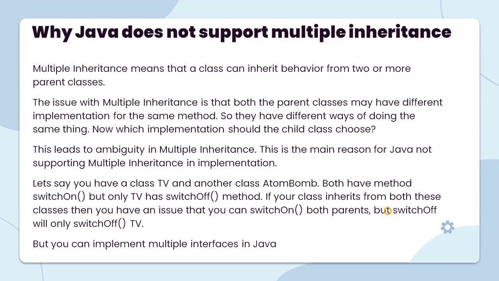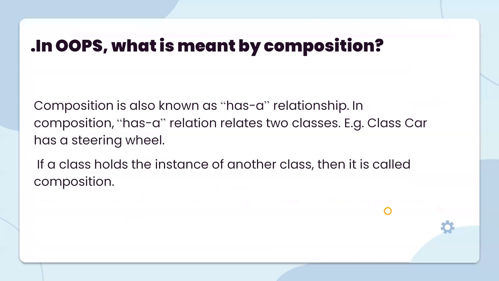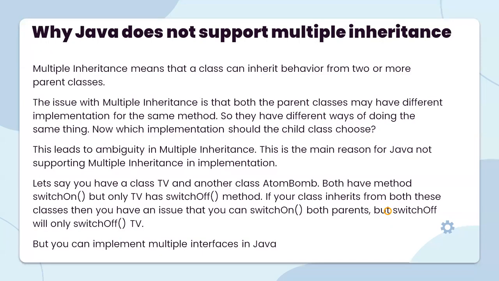This is the example. You can read it. I will share that, otherwise you can refer to that video again. Okay, so the next question is here. Let's say you have a class TV and another class atom bomb, but both have a method switch on, but only TV has a switch off. Right?